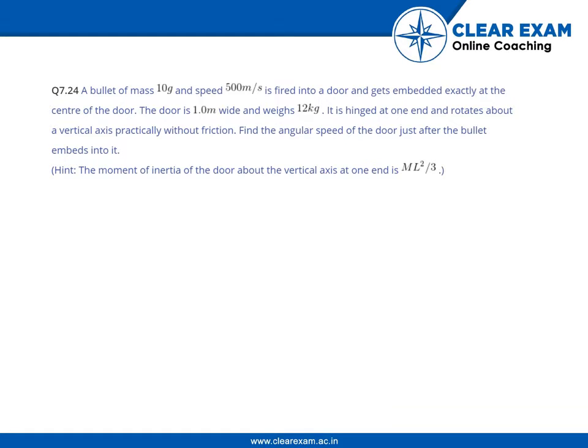Welcome back. The question is: a bullet of mass 10 gram and speed of 500 meter per second is fired into a door and gets embedded exactly at the center of the door. The door is 1 meter wide and weighs 12 kg.